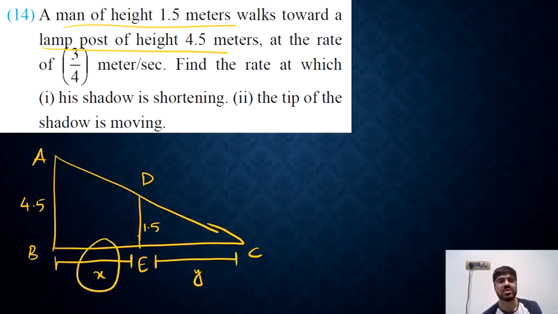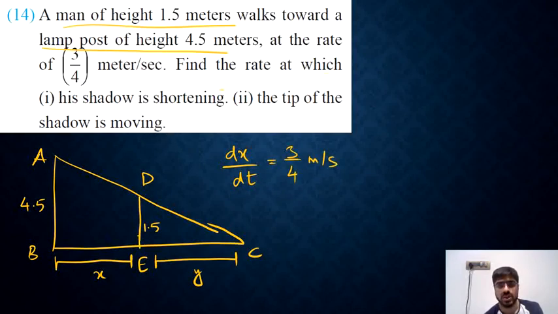So it's this distance which is decreasing at a rate of 3 by 4 meter per second. So we have been given dx by dt this time, which is 3 by 4 meter per second. Find the rate at which the shadow is shortening. So the shadow is only and only the part Y. So Y is going to shorten as the man moves towards the lamp post. So they are asking us the rate at which Y will be shortening, that is the rate at which Y will be decreasing, that is they are asking us dy by dt, and the solution remains the same.